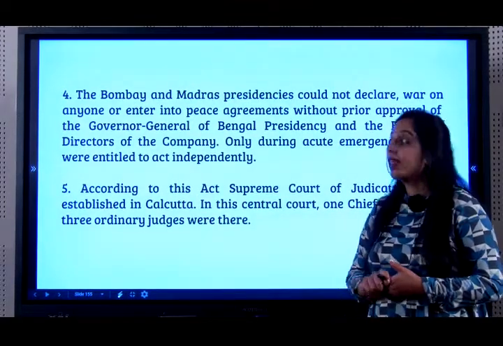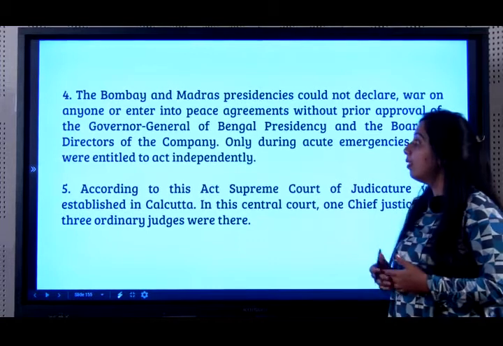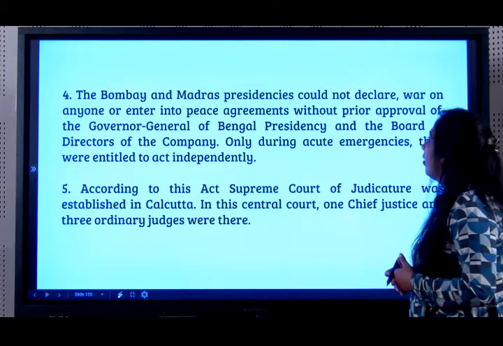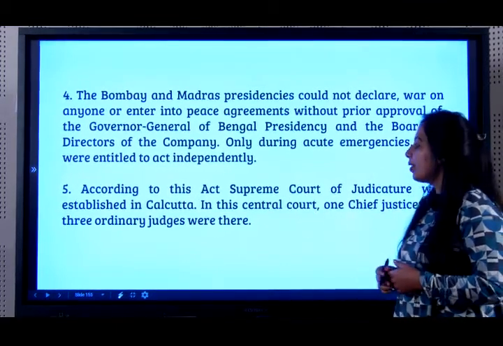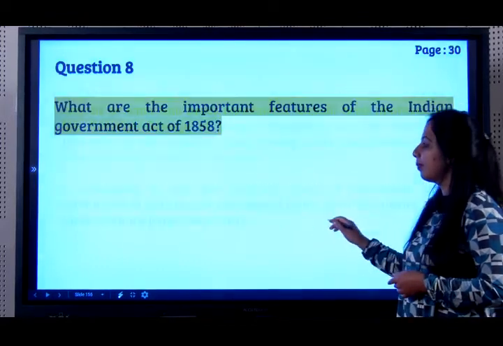The Bombay and Madras presidencies could not declare war or enter into any peace agreements without prior approval of the Governor General of Bengal presidency and the board of directors of the company. According to this act, Supreme Court of Judicature was established in Calcutta.